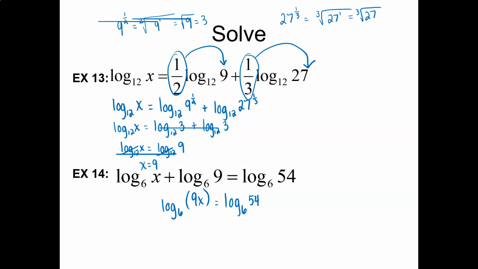And so, same logs on both sides. Now everything's inside of both of those logarithms. We can do 6 to the power on each side, which is just going to drop our logarithms. 9x equals 54. So we divide by 9 on both sides, and x is going to equal 6 for that.